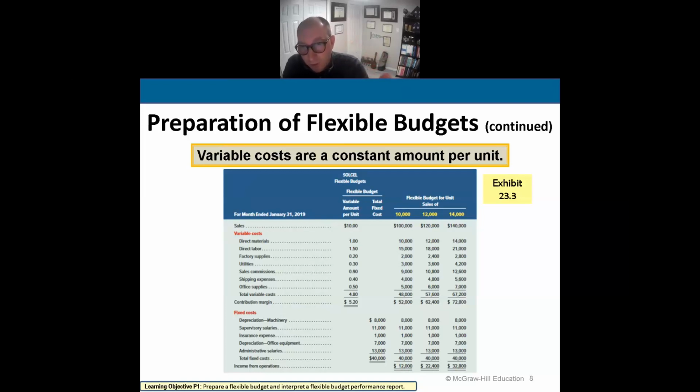We do this for the three different levels of sales. If I sell 10,000 units or 12,000 or 14,000, I do that for each level. That provides flexibility. That's the whole idea behind it.